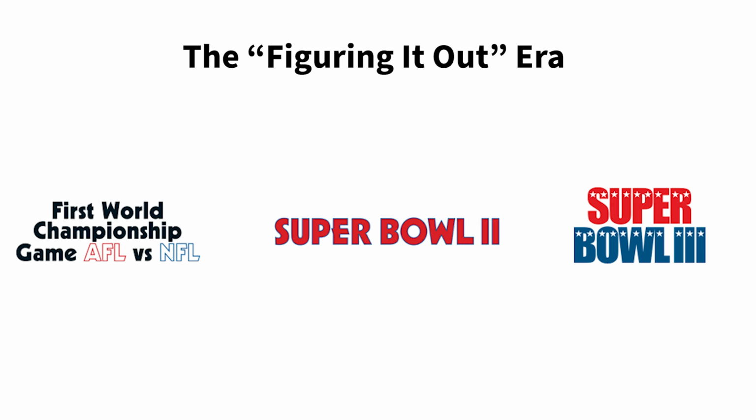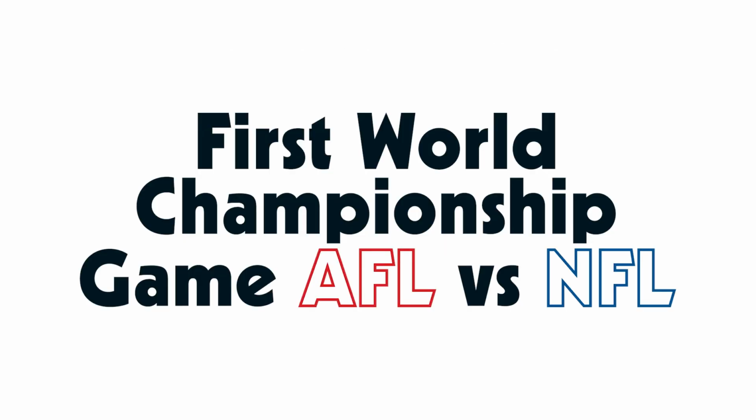Now, those are the first 3 Super Bowls in the late 60s, and they really didn't know what they were doing at first, as you can tell by the logos. It wasn't even called the Super Bowl in the first game. Starting with the first game, that logo is about as simple as it gets. It just says, First World Championship Game, AFL versus NFL. And, to be fair, that's what it was. And, they didn't come up with a creative logo. Hey, let's just put black text and say what it is.